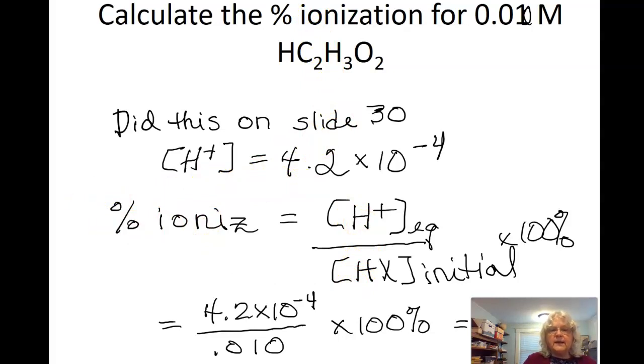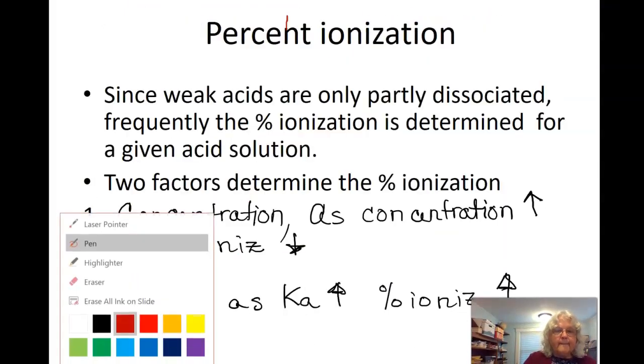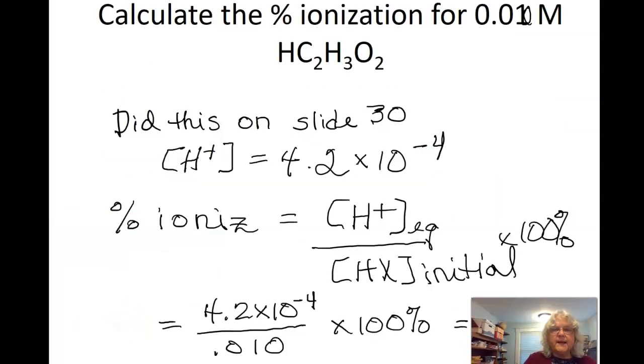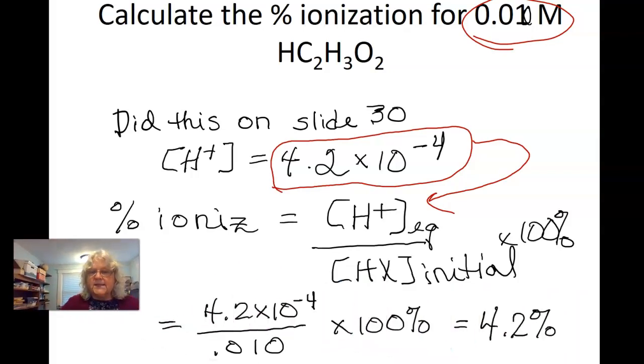So back on slide 30, I kind of lost my spot there. So back on slide 30, we calculated the H plus concentration of the acetic acid in a 0.010 molar solution to be 4.2 times 10 to the minus 4. So if I want to know the percent ionization, I put that value in and I divide it by the starting concentration. And I multiply by 100 and I get my percent ionization. So my percent ionization in this case would be 4.2%. So this is a calculation you'll be doing in the lab as well.